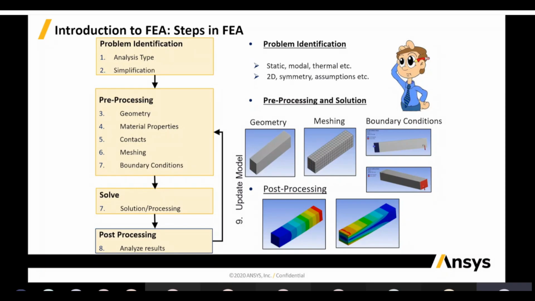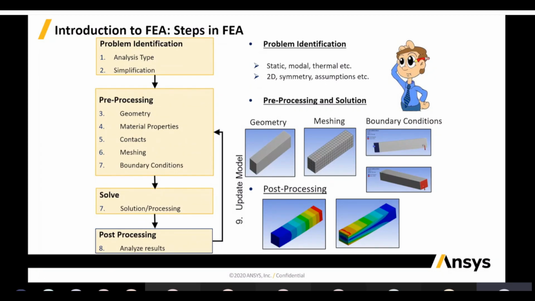So first, as I told you, is the problem identification stage, where you will try to identify based on your output what results you are looking for. Let's say I'm looking for what deformation is taking place in my geometry. So for that, I need to go for static analysis. And if I'm interested in getting to know the thermal temperature distribution, I have to prefer the thermal one, right?